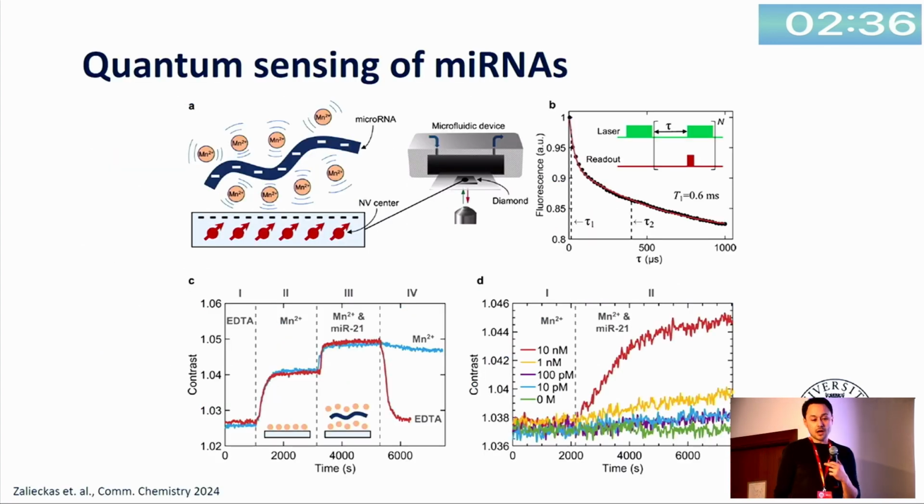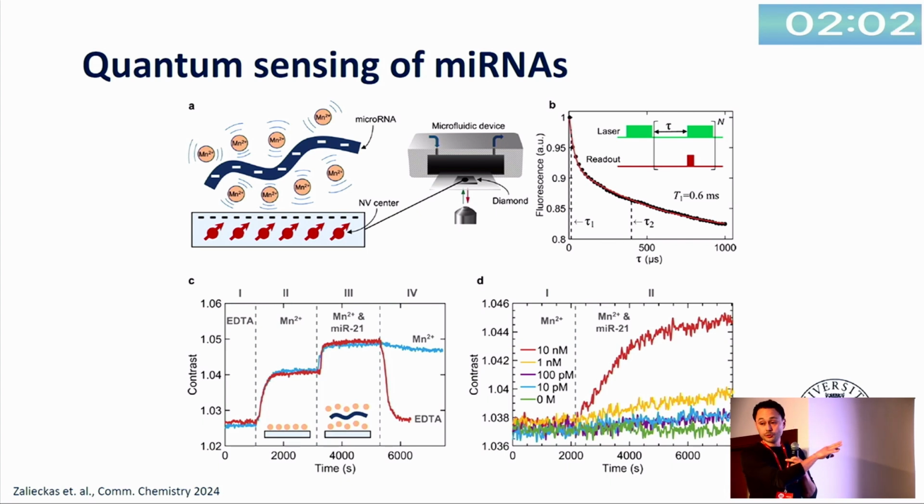This is an example of how we use these nanodiamond films for quantum sensing of biomolecules, in this case, microRNAs. So we have a surface here, the nanodiamond, and the NV centers are depicted here in red. Then we have in the solution manganese, a cation, and the microRNA, which is negatively charged. So the manganese cations interact with the negatively charged microRNA, and this complex can absorb on the surface of the diamond.